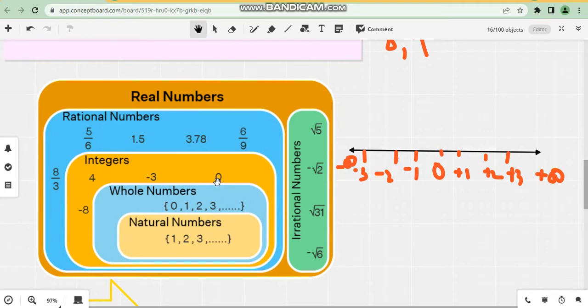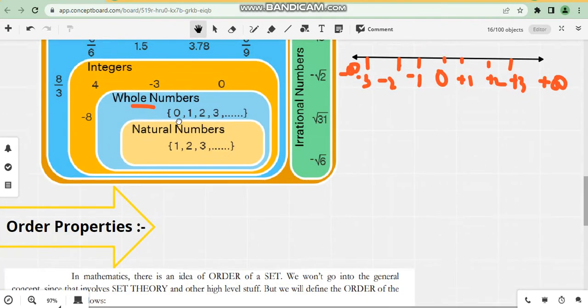Whole numbers, basically whole means starting from 0. So from 0 up to so on the numbers are coming. Natural numbers start from 1: 1, 2, 3, 4. Irrational numbers are in radical form. These are the main things you should know about what real numbers are.